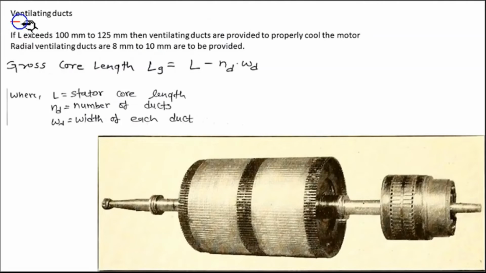Now ventilating ducts. As you know, if you go on increasing the length of your induction motor, it is very difficult to cool the motor, because many hot spots are created in between the rotor. So to cool the motor effectively, we provide some ventilating ducts. Now see this rotor, this is the practical squirrel cage rotor. Here in this portion, some ventilating ducts are provided. These ventilating ducts are called radial ventilating ducts.